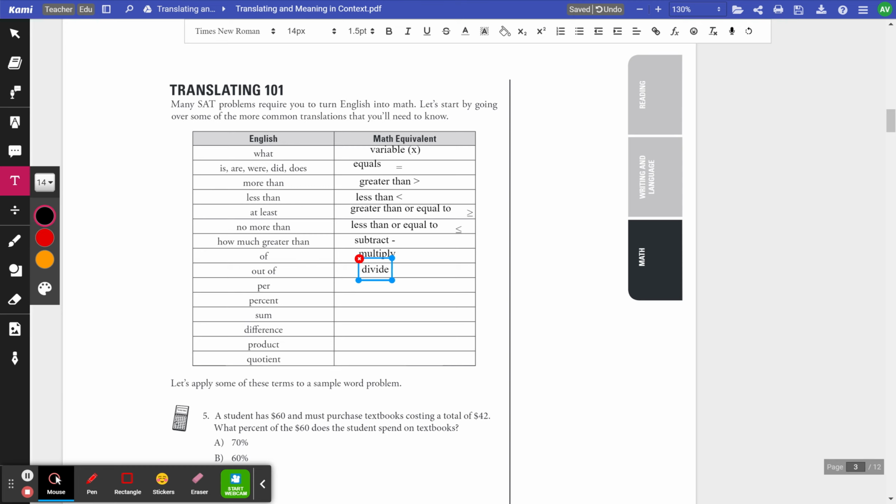The word per could go either way, so it does depend on the context. You need to read it a little bit, because it usually means divide, but it could also mean multiply. Percent is always out of 100, right? So you have to divide by 100. Sum is addition.